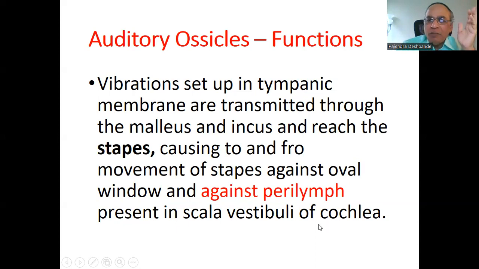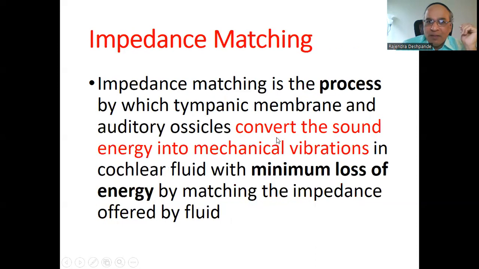Please check my auditory pathway video. There you will get the details of these particular names: where the perilymph is, where the cochlea and vestibuli are. All these terms are discussed in the auditory pathway. Now, the next important function is impedance matching. Impedance matching is the process by which the tympanic membrane and auditory ossicles convert sound energy into mechanical vibrations in the cochlear fluid with minimum loss of energy, by matching the impedance offered by the fluid.